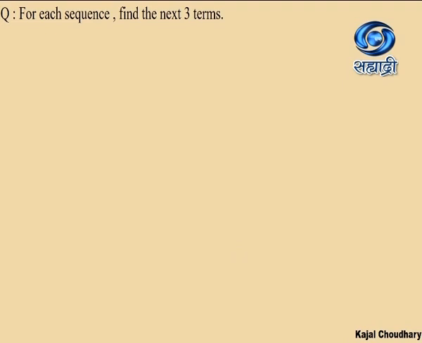For each sequence, find the next 3 terms. Now we are going to have a few sequences given to us. We have to observe the pattern, and depending on it, we can decide the next any number of terms they are asking us. Right now, we have to find 3 terms. The sequence given to us is 1, 2, 4, 8, 16. We have to observe the sequence carefully, how we are getting it.